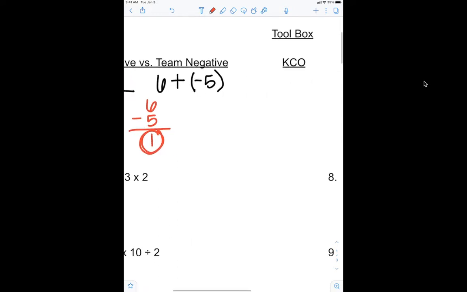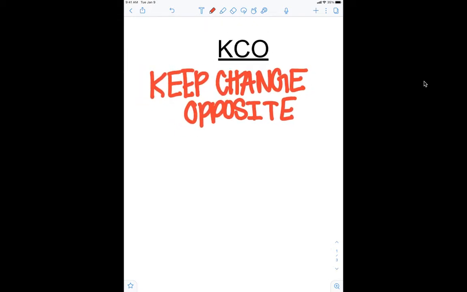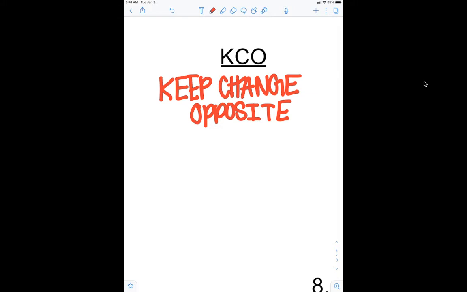Okay, then moving on, we have KCO. Remember, this stands for keep, change, opposite. So this is when we're subtracting integers. We really don't subtract integers. We change them to addition problems.